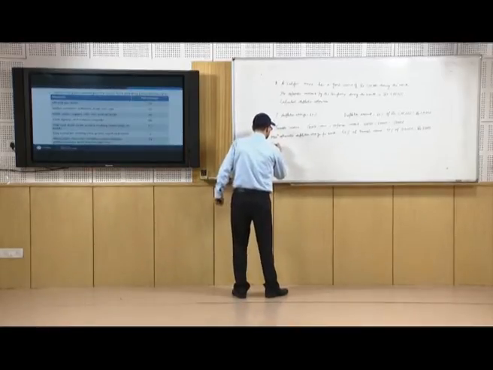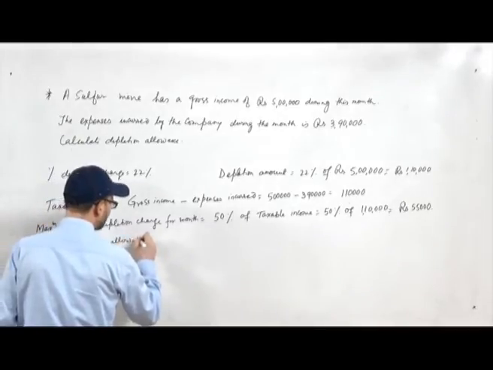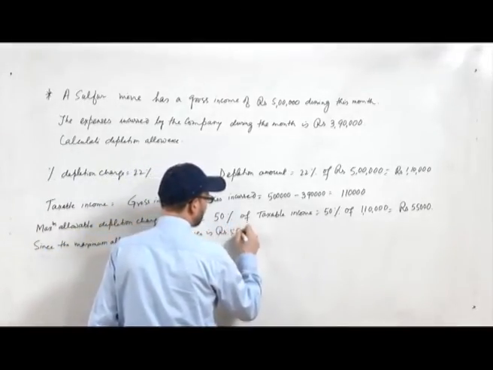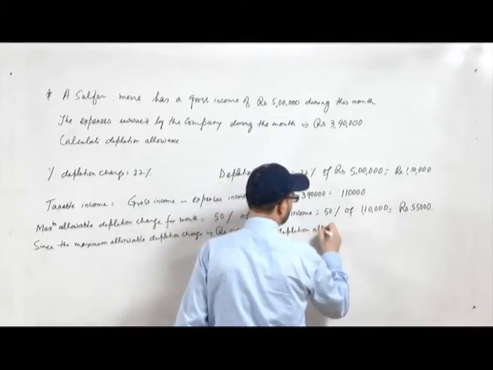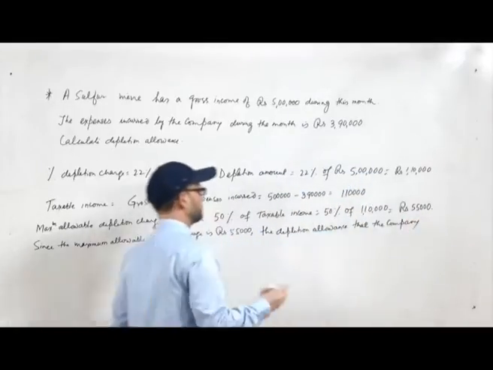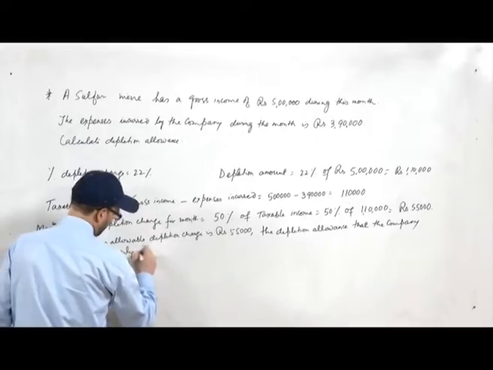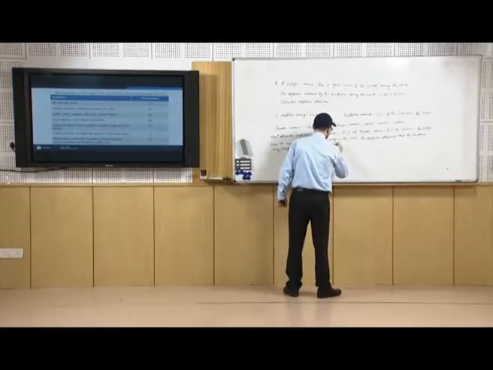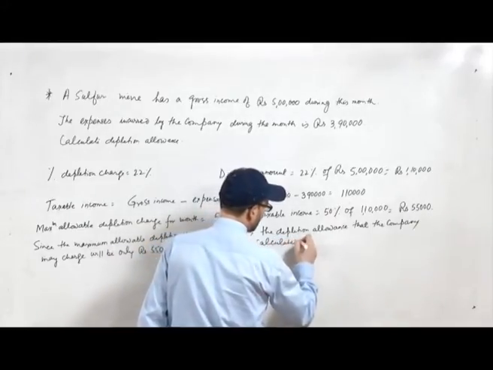Now, since the maximum allowable depletion charge is rupees 55,000, the depletion allowance that the company may charge will be only rupees 55,000, not rupees 1,10,000 calculated using percentage method.